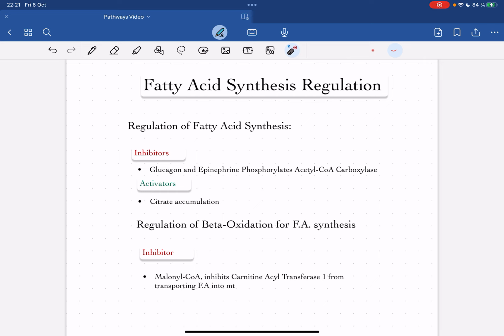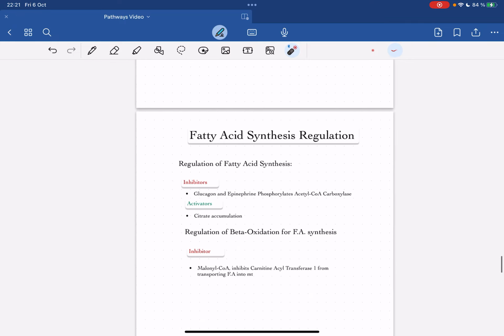And therefore we can't make this fatty acid chain as we promised, because we can't just add 2 acetyl-CoAs and make one fatty acid chain. It's not how it works. It needs to be malonyl-CoA.